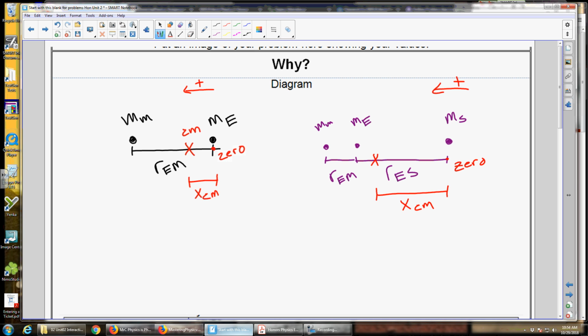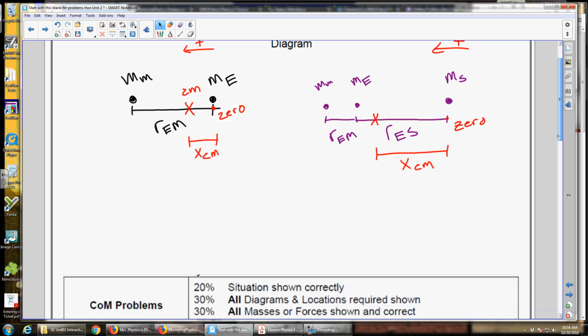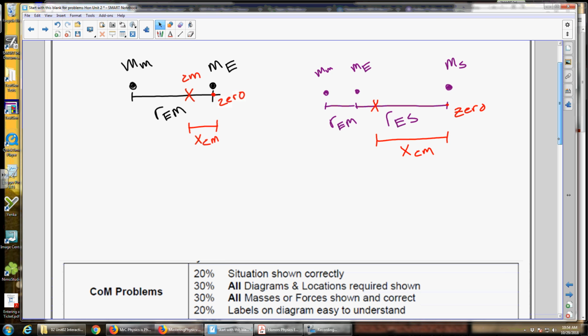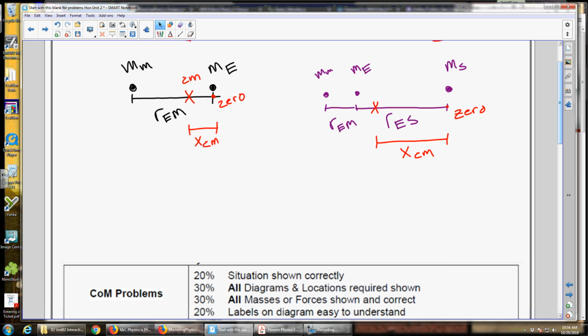So let's see if I hit my rubric. All situations shown correctly. I think so. Diagrams and locations required shown. I showed where all my objects were. I have both diagrams. I'm good. All masses shown and correct. Moon, Earth, Sun. Yep. Labels on diagram, easy to understand. I think so. I matched up my colors and things like that. So. Good?